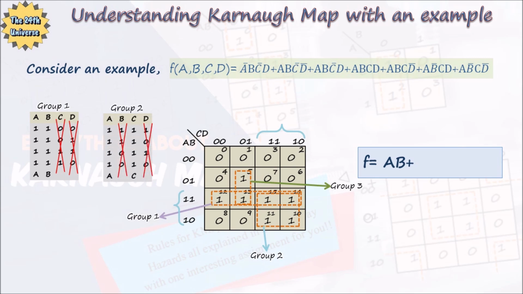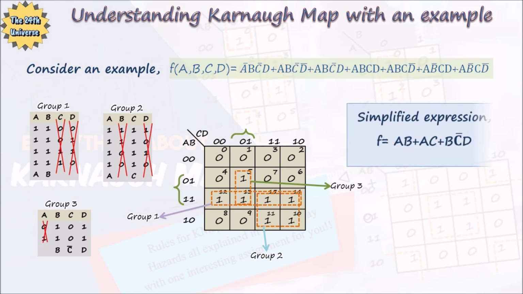Similarly for group 2, this is it. The expression is AC. And for group 3, the expression is B C bar D. So, the simplified expression of the given Boolean function f is equal to AB plus AC plus B C bar D. Isn't it great? We didn't have to go through all the laws and simplifying overhead.